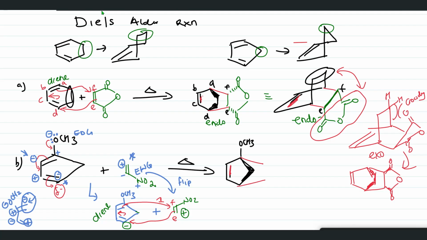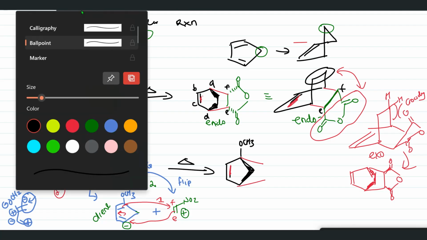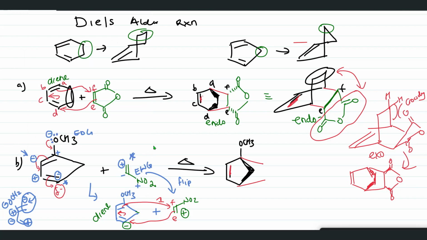You said you like drawing the cyclohexane because you always make a 6-member ring. Go ahead if you want to do that and label it. This is our A, B, C, and D. Our E and F should be on our dienophile, and it has an NO2 because we flipped it close to the OCH3. Now the next thing you're worrying about is stereochemistry.